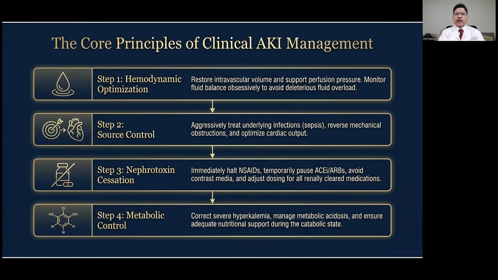Step 3, nephrotoxins: NSAIDs; temporarily pause ACE inhibitors and ARBs. Avoid contrast, and adjust the dose for any renally cleared medicines. If the clearance is by the kidney, such medicines you have to reduce. Correct severe hyperkalemia, manage metabolic acidosis, and ensure adequate nutritional support during this catabolic phase. Those are the 4 steps of core clinical management: hemodynamic, source control of infection and exposure, nephrotoxin cessation, metabolic control.